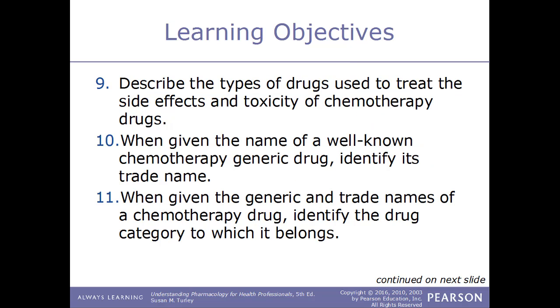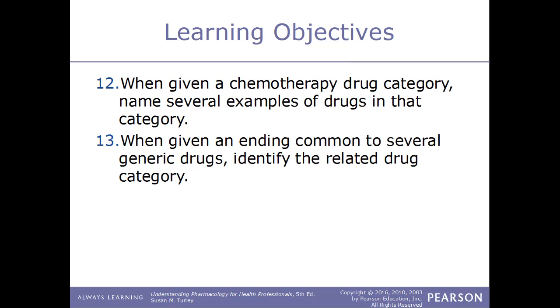Describe the types of drugs used to treat and the side effects and toxicity of chemotherapy drugs. When given the name of a well-known chemotherapy generic drug, identify the trade name. When given the generic and trade names of a chemotherapy drug, identify the drug category to which it belongs. When given a chemotherapy drug category, name several drugs that fall in that category. And lastly, when given an ending common to several generic drugs, identify the related drug category.